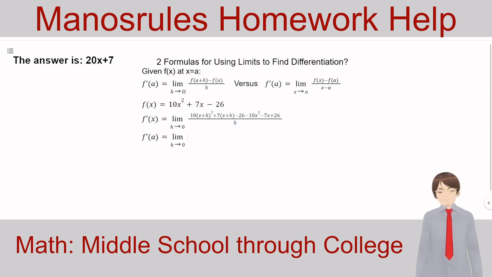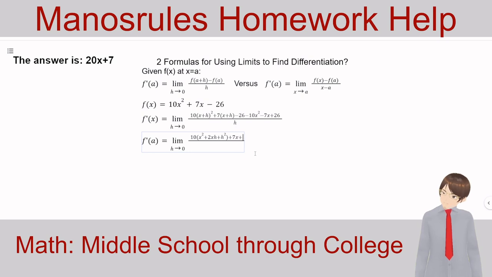Now, next thing. Next up, we're going to use some multiplying binomials and special properties for them, so we just do this in our head. So 10(x squared plus 2xh plus h squared) plus, and then some substitution. And then everything else just stays. Oh wait, to make life easy, the minus 26 and the plus 26 cancel out, so we can just jump right into 10x squared minus 7x as such. Still all over h.